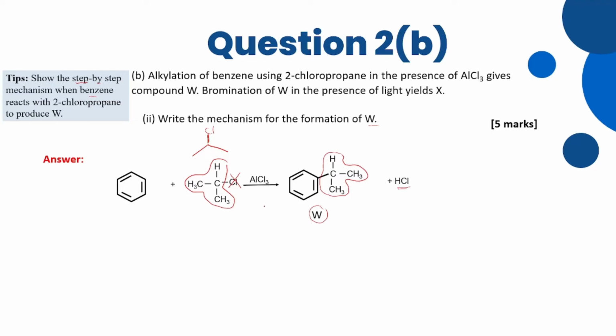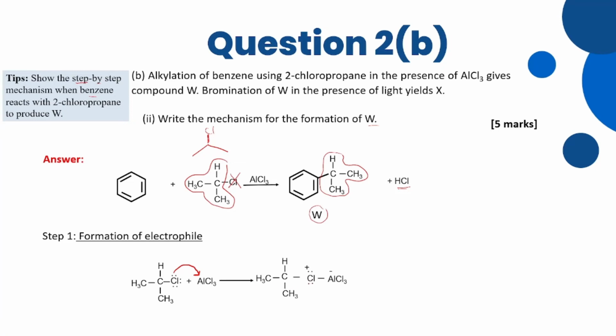Explanation, we need to do it step by step. So at step number 1, we need to form our electrophile first. So here is our electrophile, which is the haloalkane together with the AlCl3, our catalyst. And from here, we can see that there is a lone pair. So the lone pair will attack the Lewis acid, and this will form the complex.